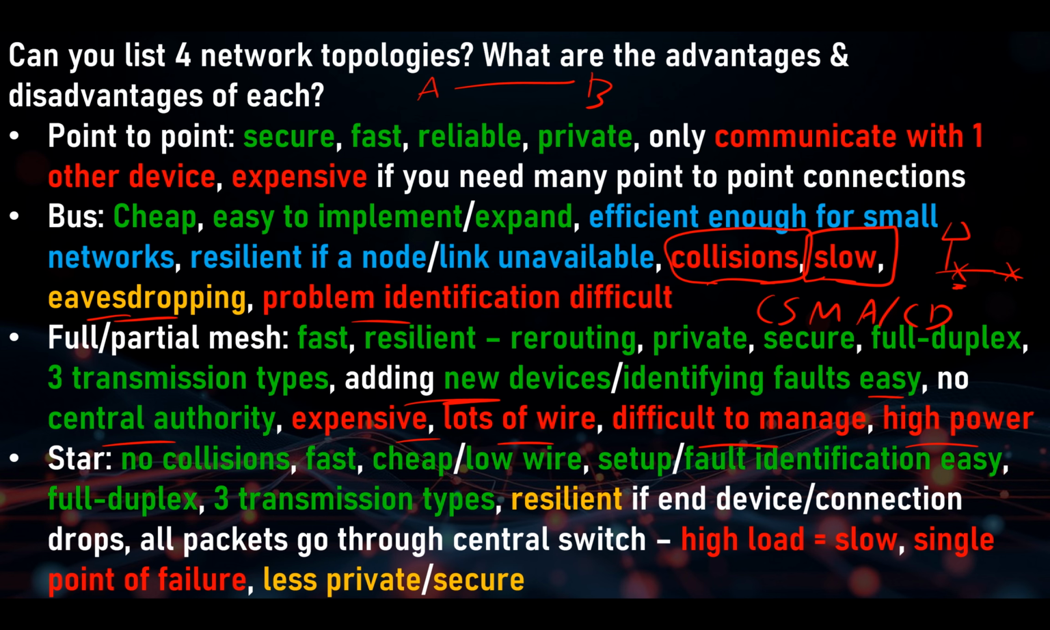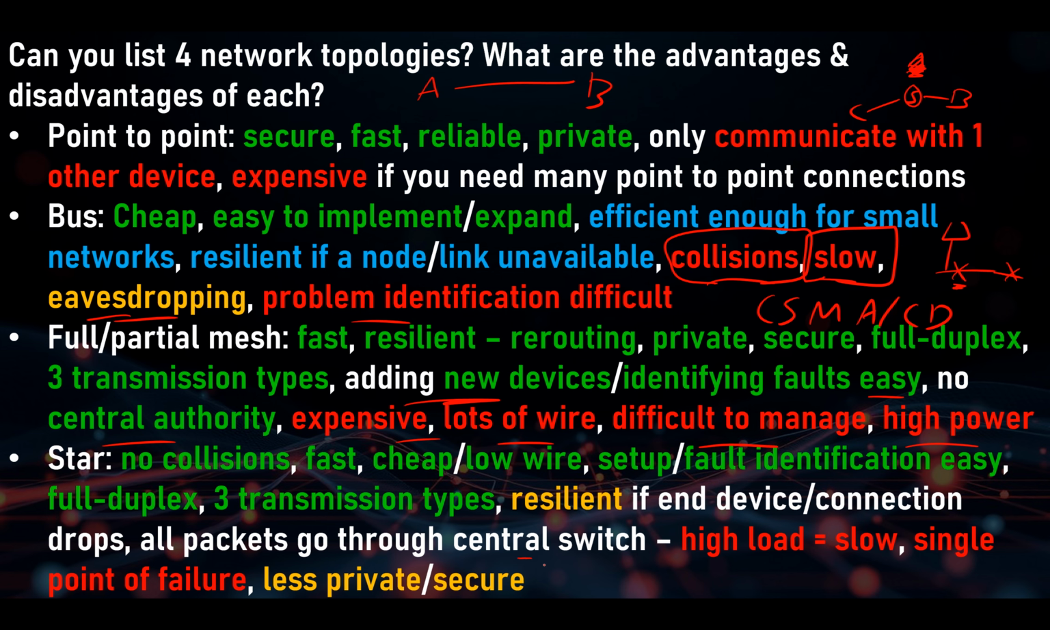Right, it's going to be resilient, so if an end device or connection drops, what we can say is that if one device stops working, let's say this is the switch here. Now let's say for example A stops working, C can still communicate with B, right? So one device doesn't stop the other devices from working.